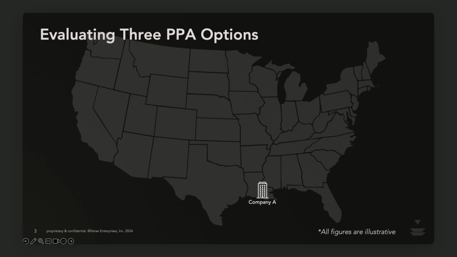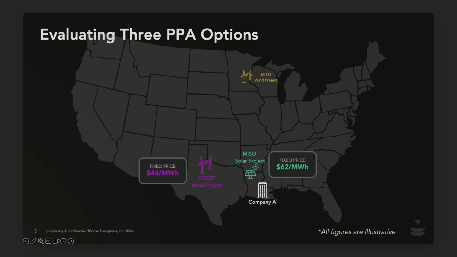The first offer is for a wind project located in the ERCOT wholesale market with a fixed price of $44 per megawatt hour. The second is for a solar project located in the MISO wholesale market with a fixed price of $62 per megawatt hour. And the third is for a wind project, also located in MISO, with a fixed price of $53 per megawatt hour.